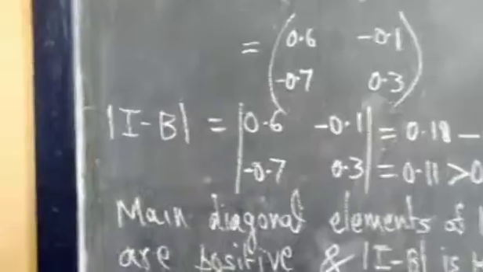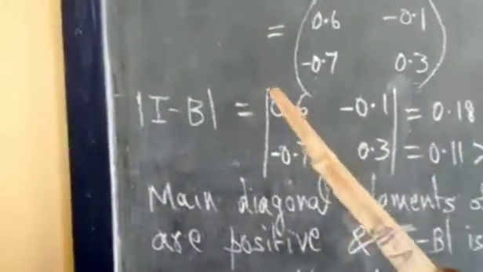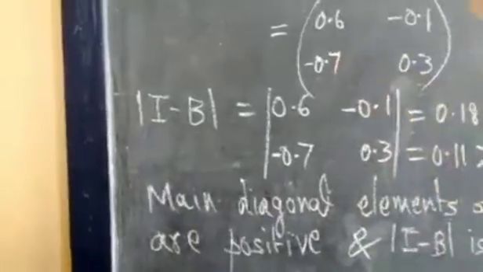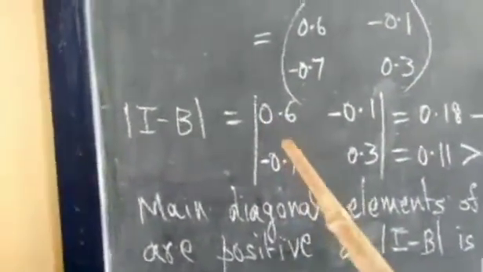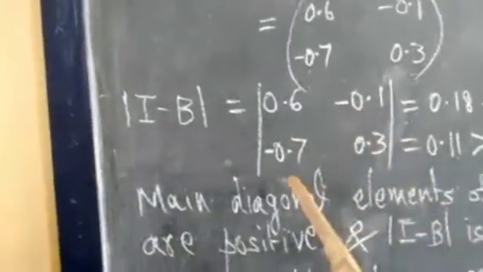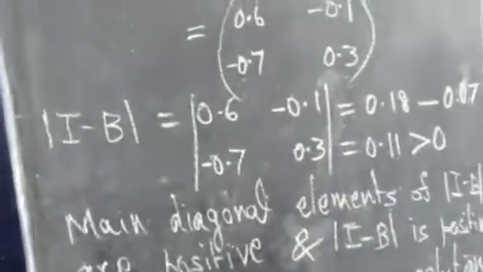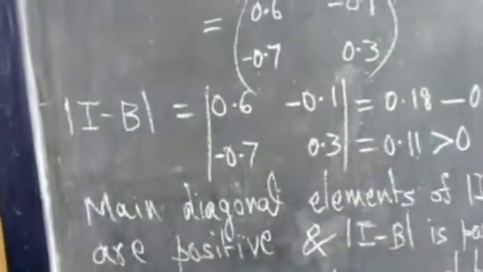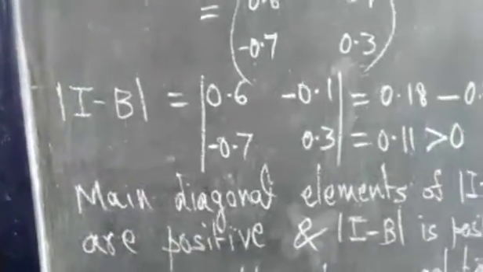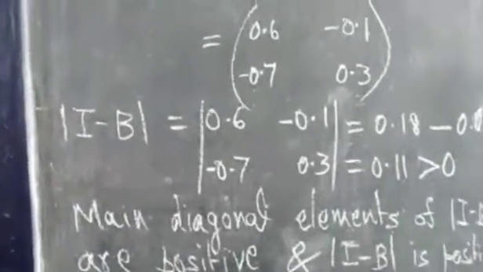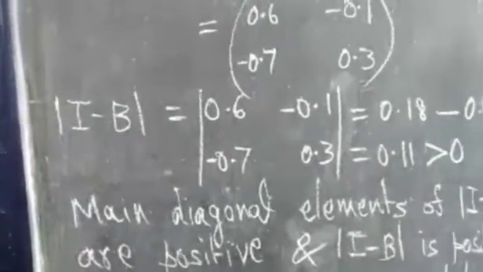Now we have to find the determinant of I minus B. That means let us write all the entries within vertical lines: 0.6, minus 0.1, minus 0.7, 0.3. List out the entries within the vertical lines; only then is this called a determinant. Why did we write like this? Whenever we have to find the value, it is for the determinant only. We can't find a value for a matrix.